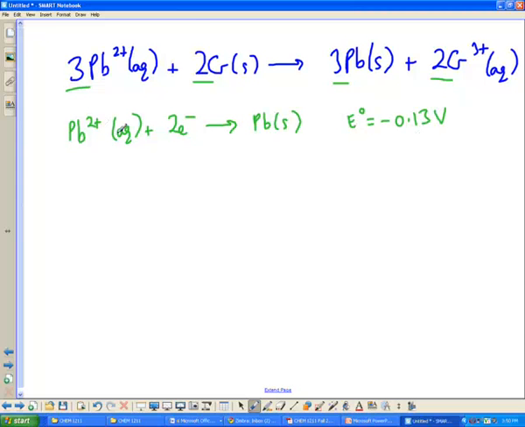So you multiply this by whatever factor, the reduction potential doesn't change. In fact, the only way the reduction potential can change is if you flip the reaction, then the sign flips. It's the only change you can make.